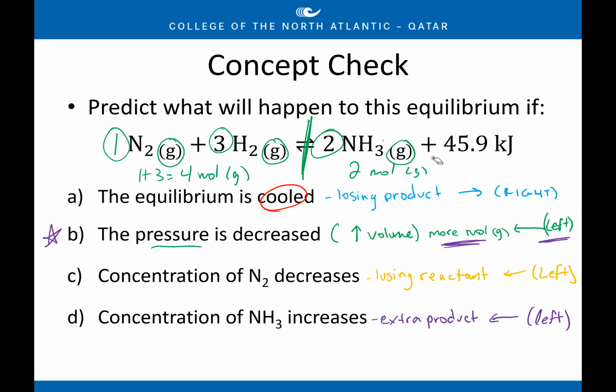Okay, so B, pressure is decreased, which means we have more volume, we have more space, so it shifts to the more moles of gas on the left. I hope that makes sense, because I don't know if I have many other ways to explain it.